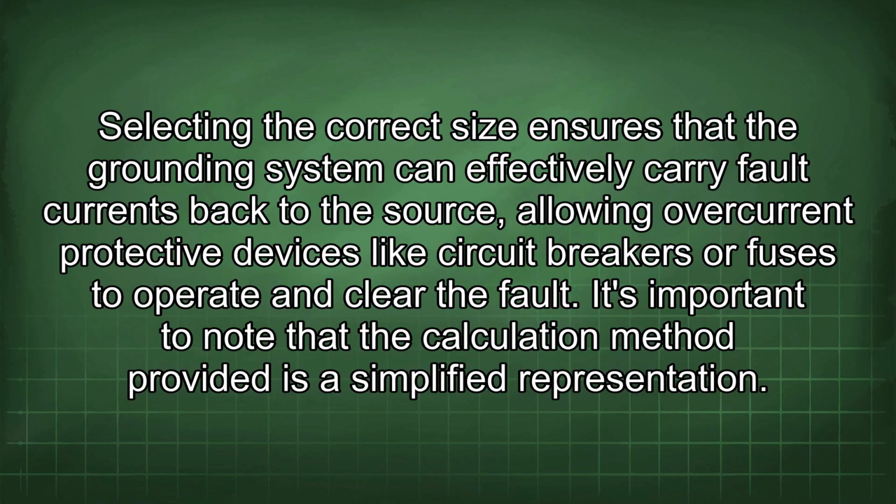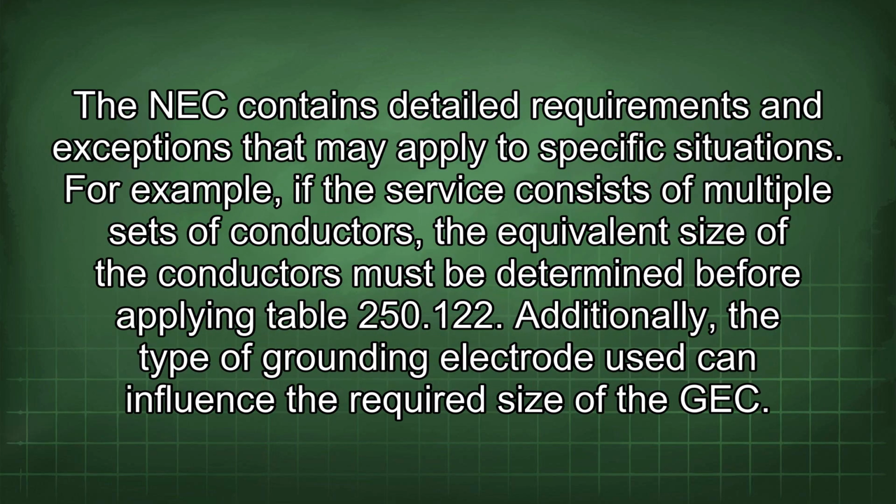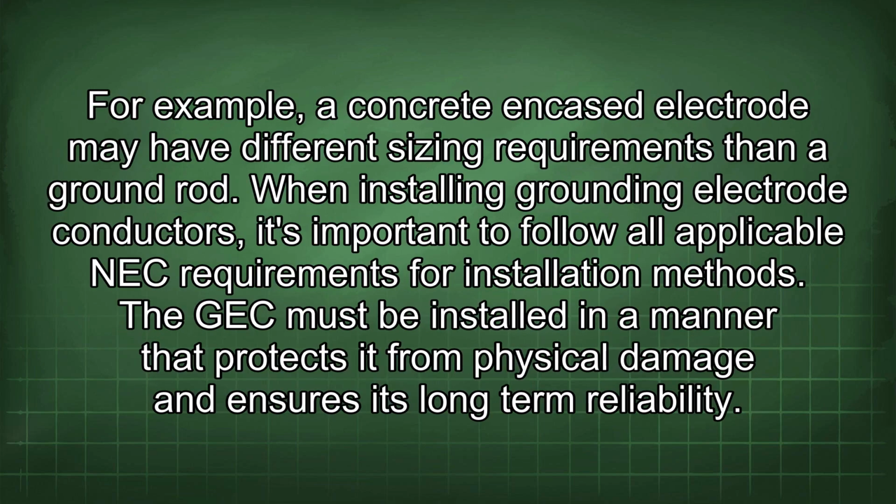It's important to note that the calculation method provided is a simplified representation. The NEC contains detailed requirements and exceptions that may apply to specific situations. For example, if the service consists of multiple sets of conductors, the equivalent size of the conductors must be determined before applying Table 250.122. Additionally, the type of grounding electrode used can influence the required size of the GEC. For example, a concrete encased electrode may have different sizing requirements than a ground rod.